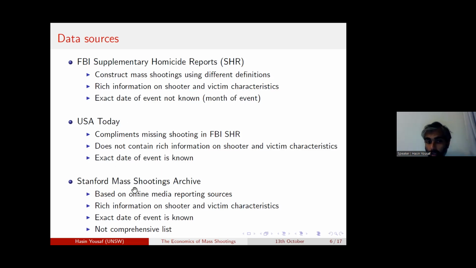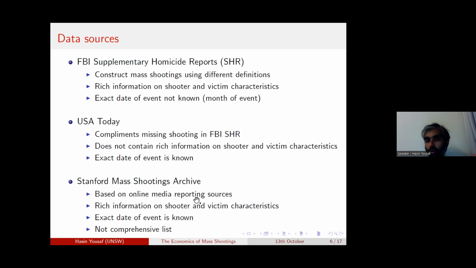Now, another database goes on a different, tangential path. Instead of being comprehensive, the Stanford Mass Shooting Archive, which ended in 2016, so you don't have shootings after that, aimed to have a limited list of prolific mass shootings and detailed information on them.